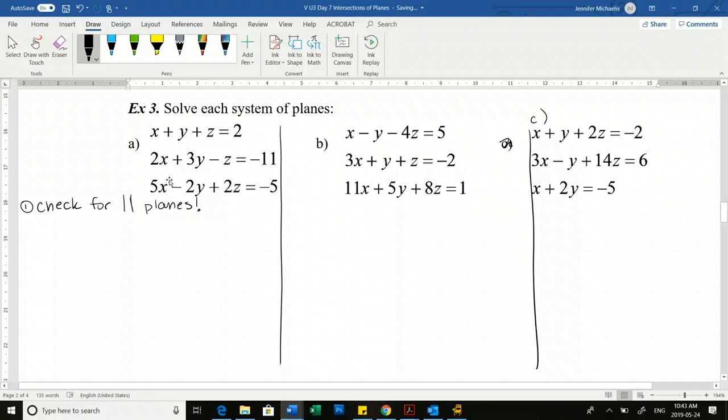I'm going to check the second and the third and also the first and the third just in case I have 2 parallel planes and then the other one cuts through both of them. So for instance, here if we tried to make the z's the same, I'd be multiplying this whole plane by -2.